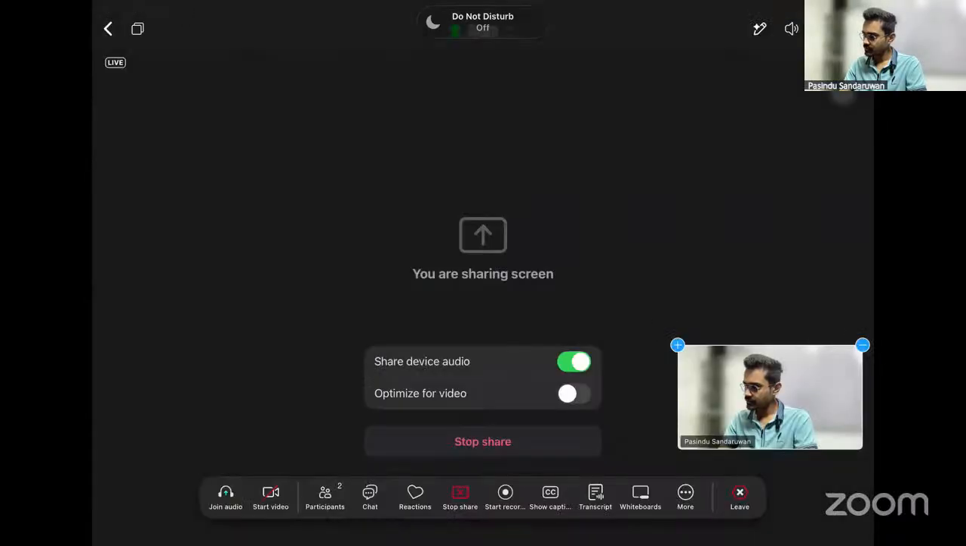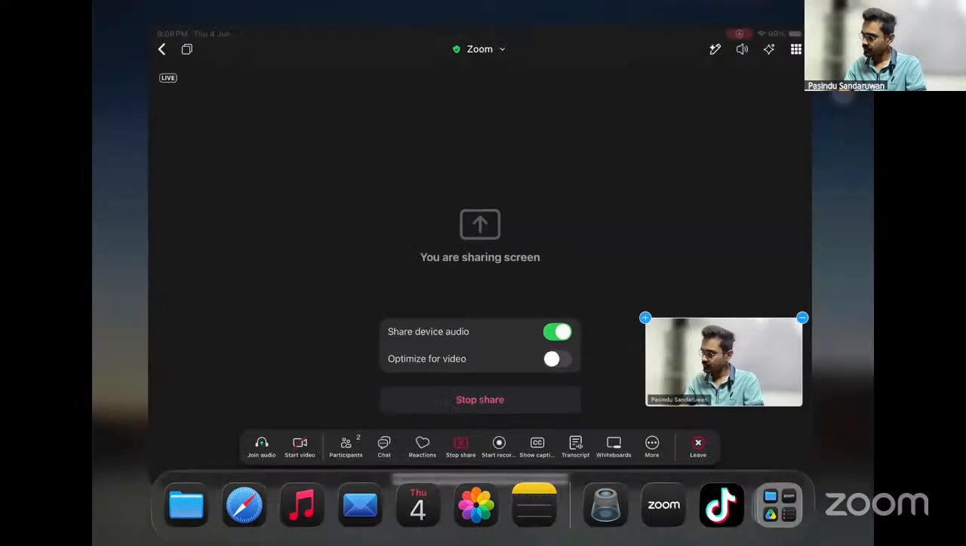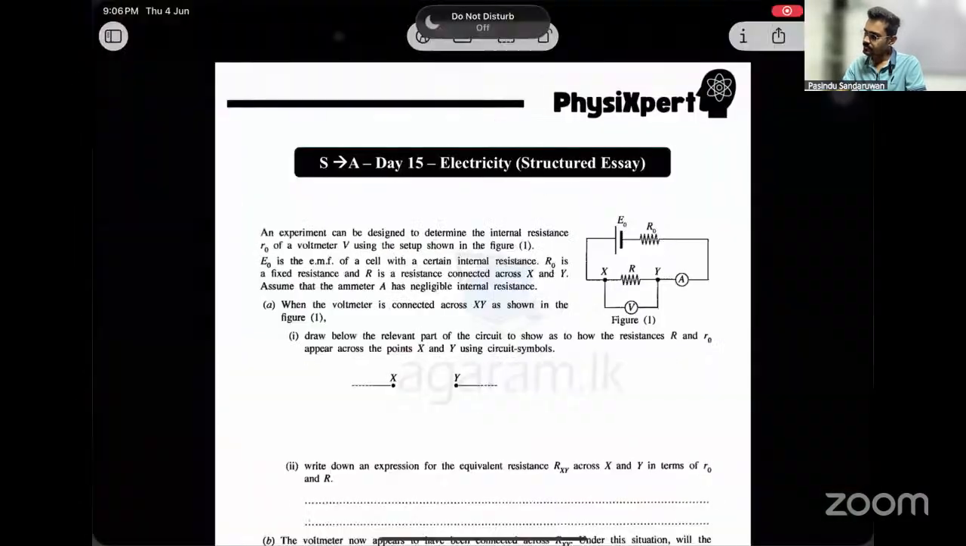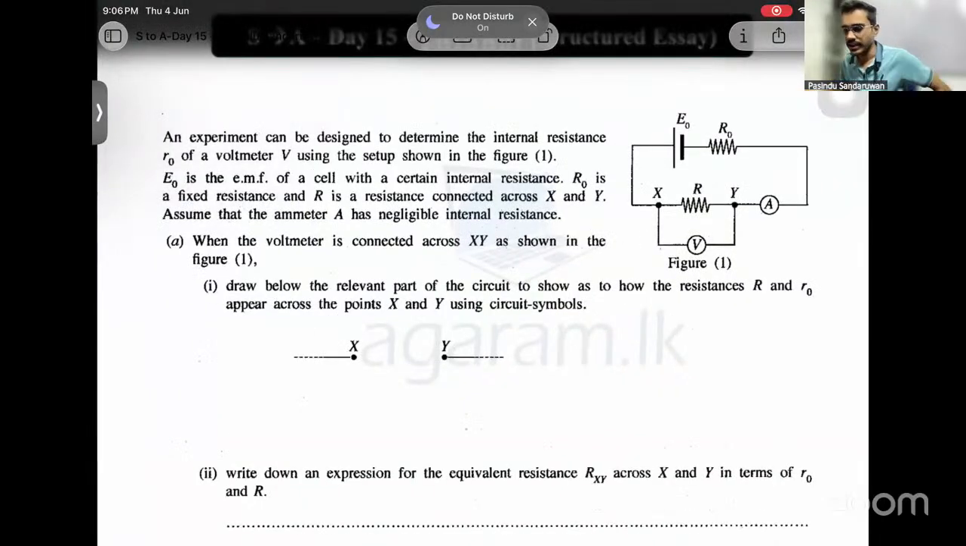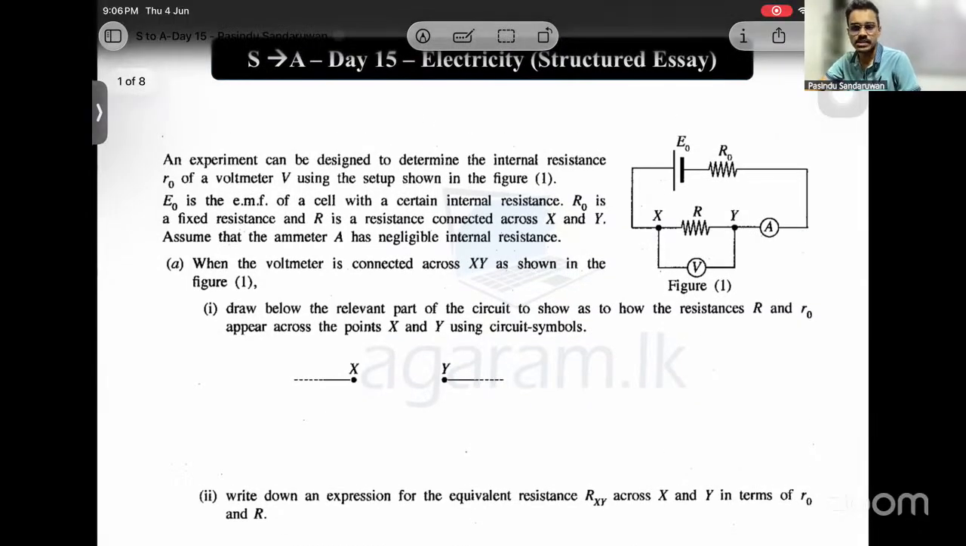Okay, then let's go to the discussion. Without any further ado, let me share my screen. Okay, my screen is visible, right? Right, visible now? Right, let's start. First one.